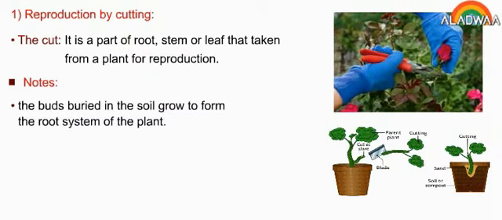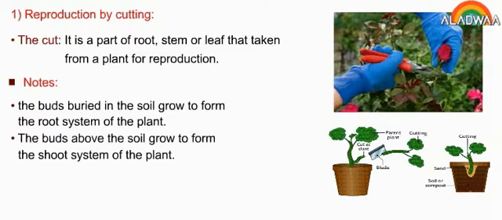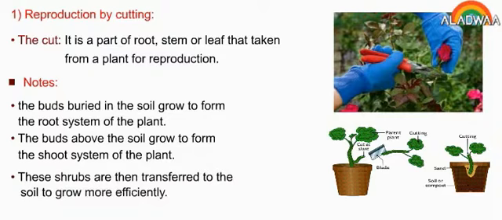Notes. The buds buried in the soil grow to form the root system of the plant. The buds above the soil grow to form the shoot system of the plant. These shrubs are then transferred to the soil to grow more efficiently.